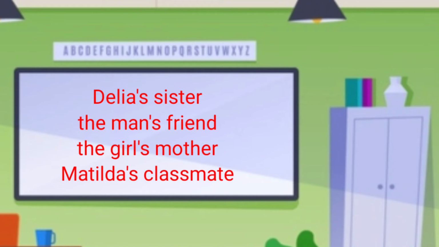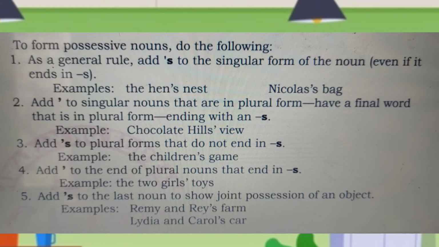To form possessive nouns, do the following. As a general rule, add apostrophe s to the singular form of the noun, even if it ends in s. Examples: the hen's nest, Nicholas' bag. Next, add apostrophe to singular nouns that are in plural form, have a final word that is in the plural form ending with an s.